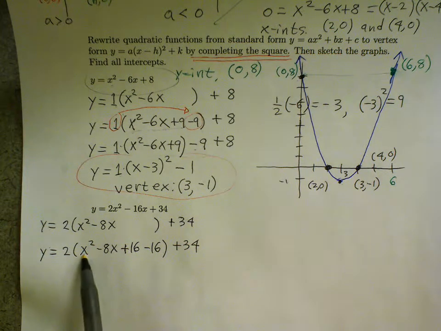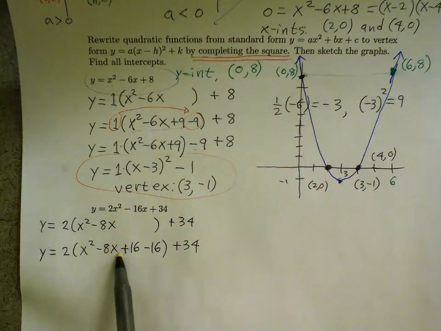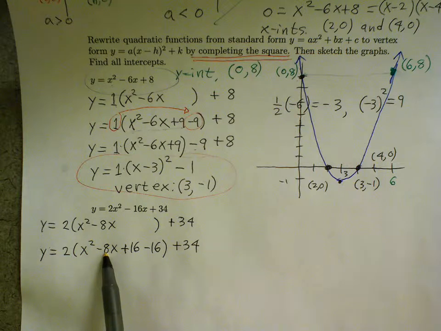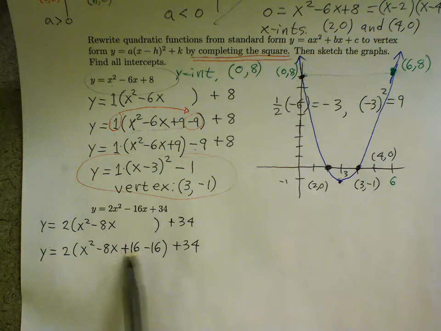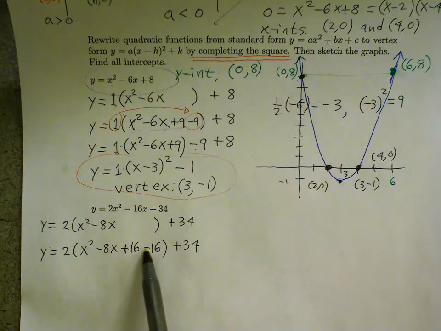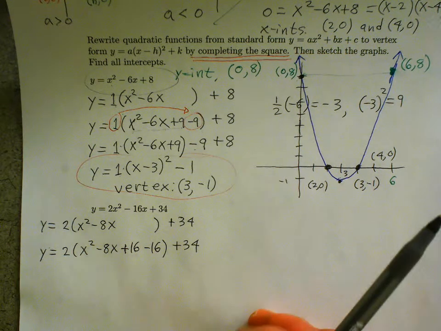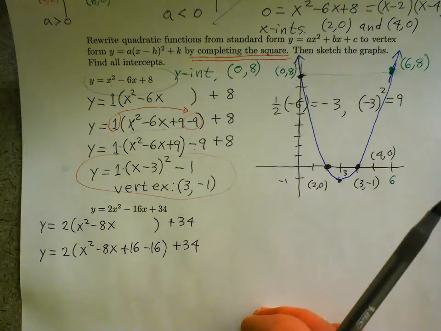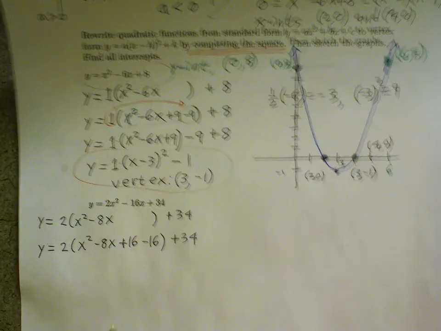Yeah, so when we focus on x squared minus 8x, we take half of negative 8, which is negative 4, and then we square negative 4, which is positive 16. So the x squared minus 8x plus 16 is a perfect square trinomial. But to maintain equality, we subtract 16. All right, then what do we do in the next step?